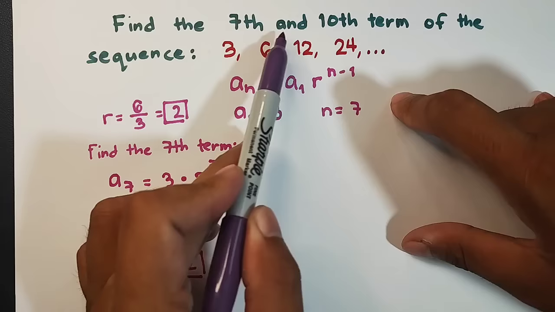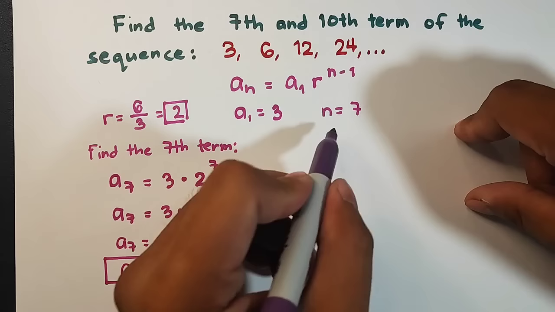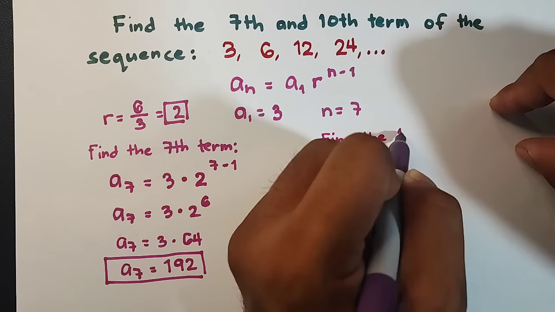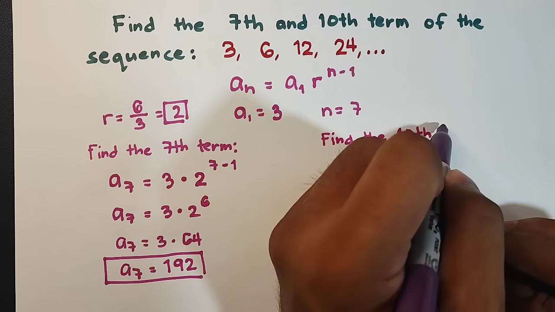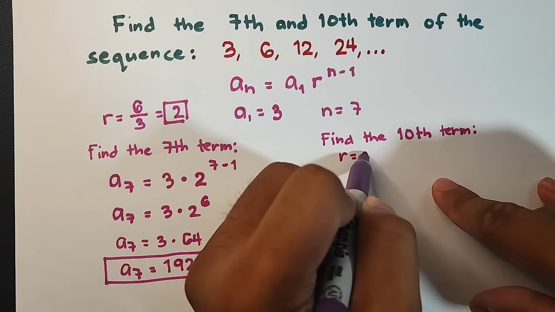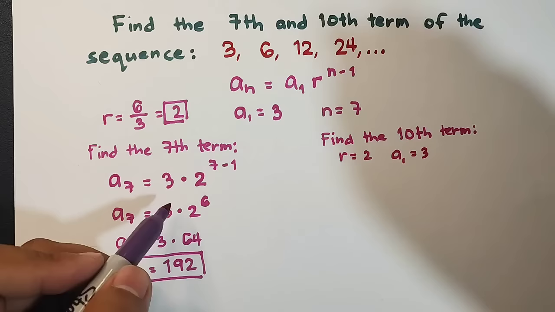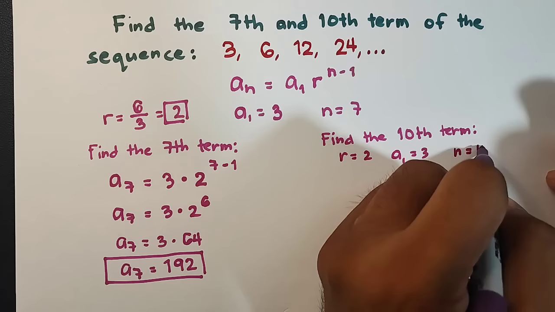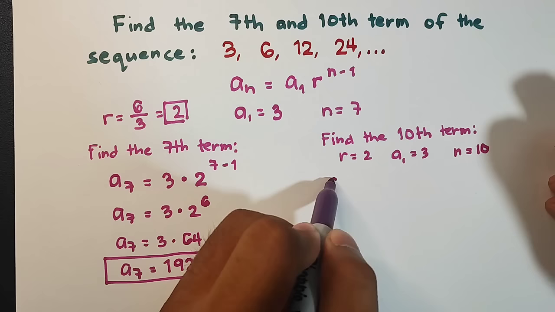Now, let's move on with the next example. We are also asked to find the 10th term. If we are trying to calculate for the 10th term, your r will remain as 2. Your a sub 1 is still equal to 3. Ang magbabago lang dito is the value of n. Since this one is 10th term, your n is equal to 10. Okay? Using this formula, 10th term, this will be a sub 10.